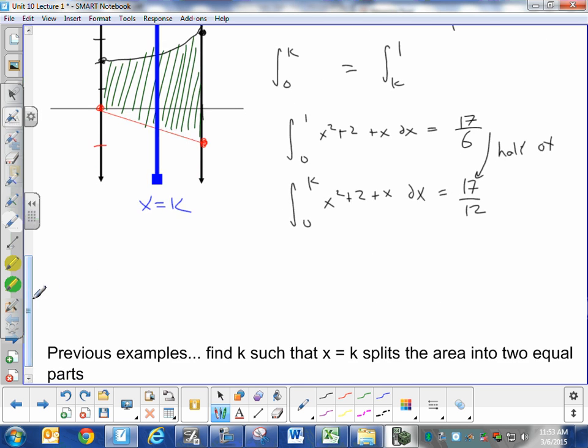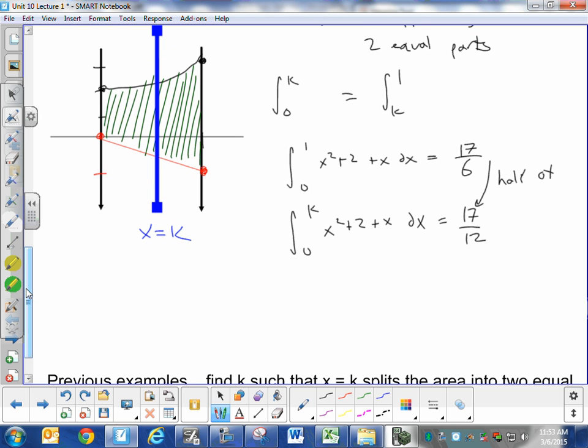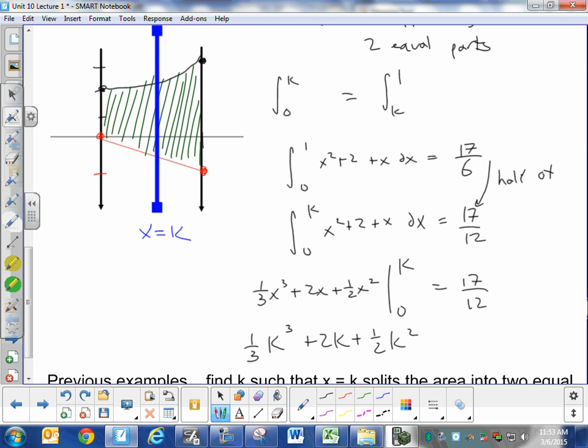Well, how do I solve for k here? Exactly. How do I find this? Well, I take the antiderivative and I find the change between 0 and k. I plug in 0, I plug in k, I get some cubic function with k's in it. Here's my equation. I can solve this. How?